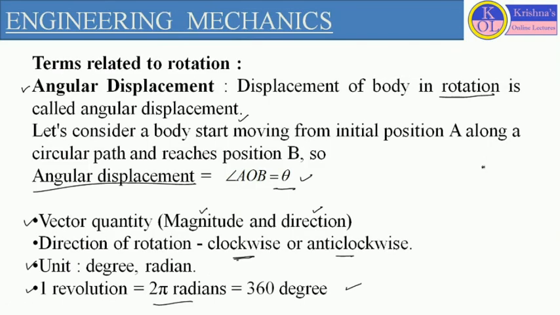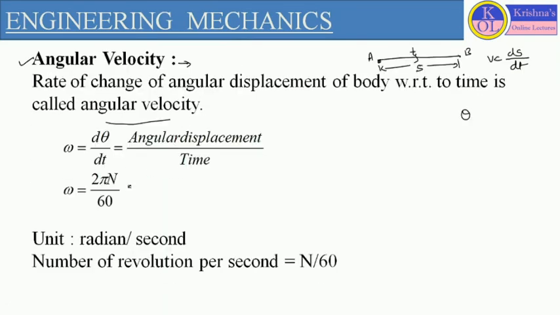It is called angular displacement. So d theta by dt. If we are considering t time is taken by the particle to cover that particular angular displacement, it will be d theta by dt. So this d theta by dt we define as angular velocity, which is denoted by omega. So omega will be equivalent to d theta by dt.